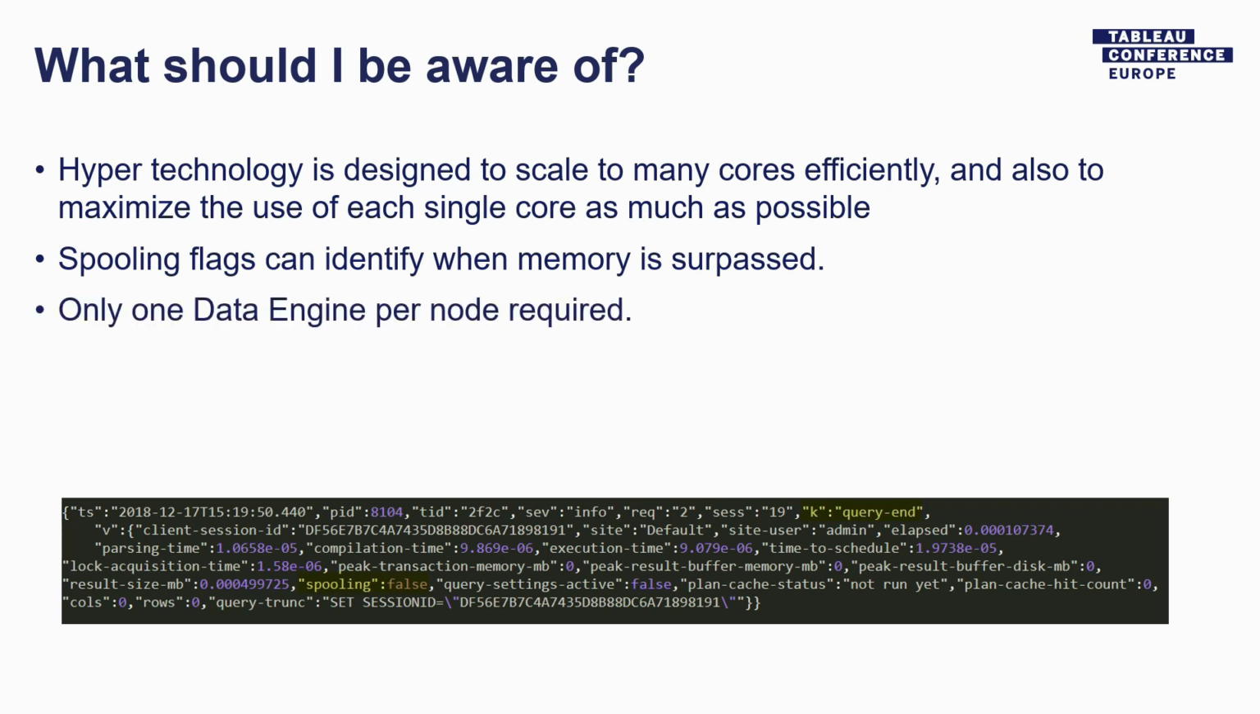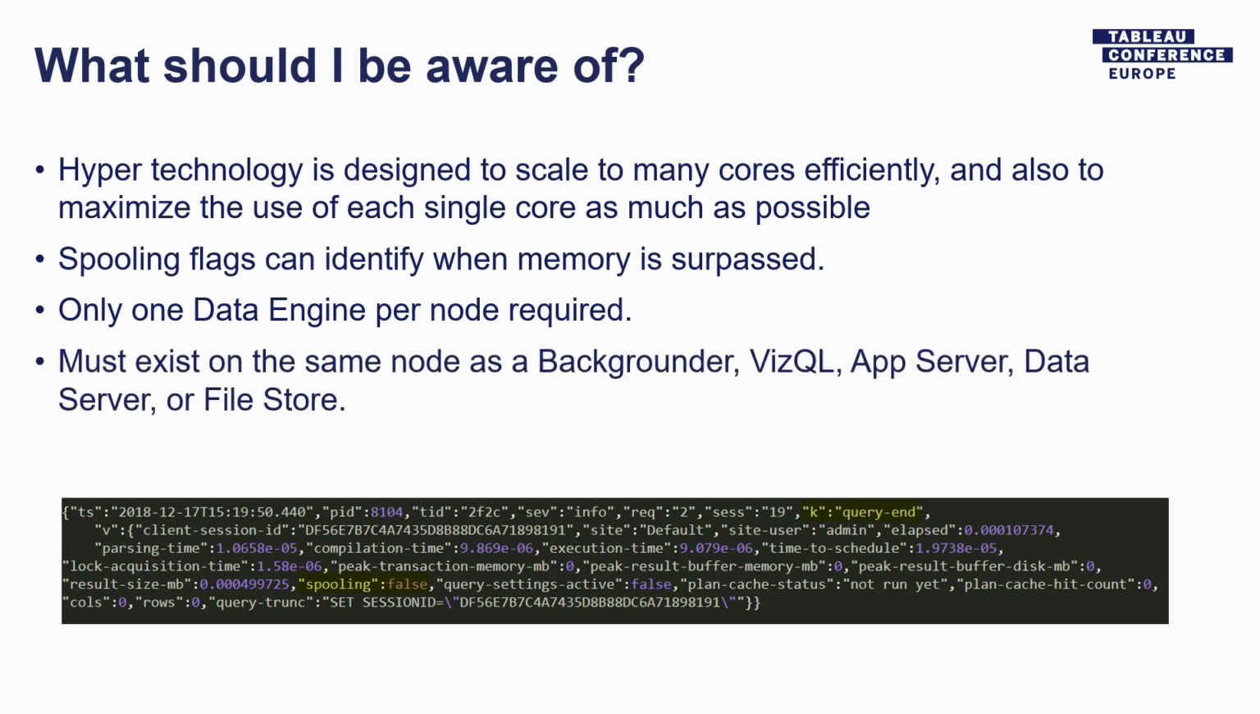You only ever need one data engine per node. You never need more than that. It recovers itself. That's the way it's built to handle. But it has to exist in the same place as backgrounder to create extracts, VizQL to handle federated queries, application server, data server, and file store just so it can do its job.